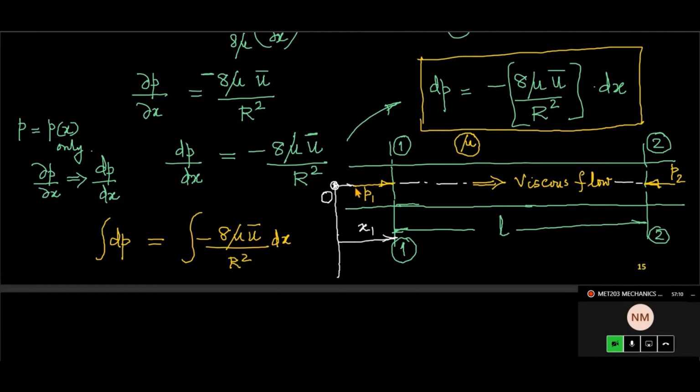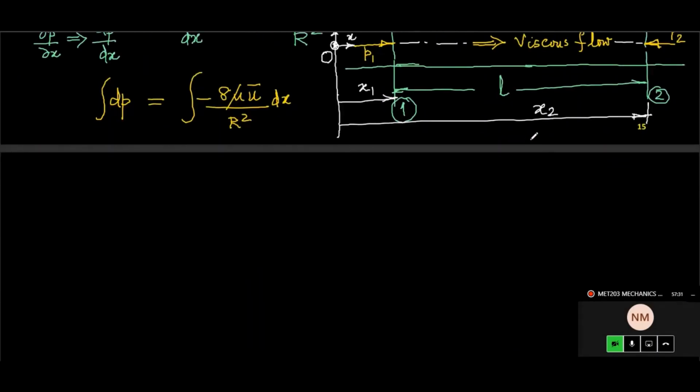You have this is the x direction and this one is the y direction. So this is x1 and this much is your x2. Say I devised a coordinate system: section 1 has x coordinate x1, and section 2 has x coordinate x2. So what is the integral? The pressure between the two sections.